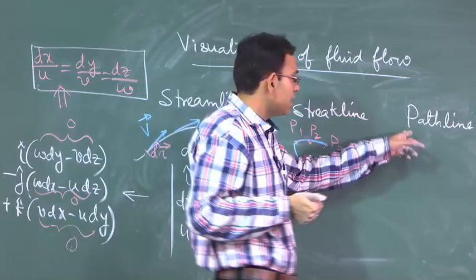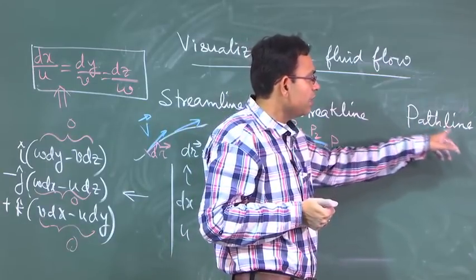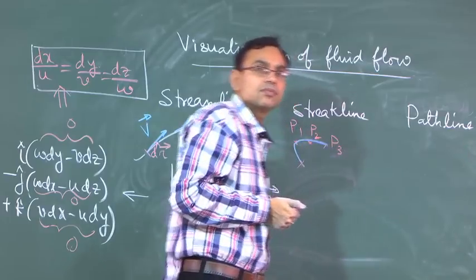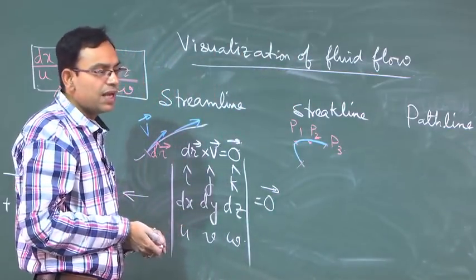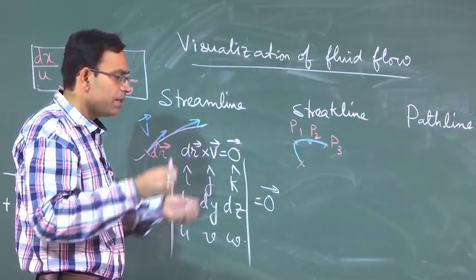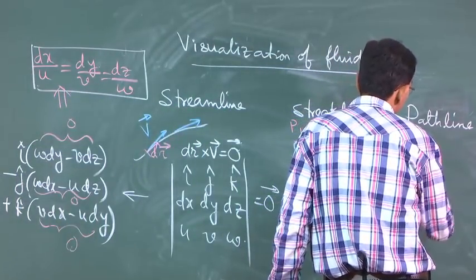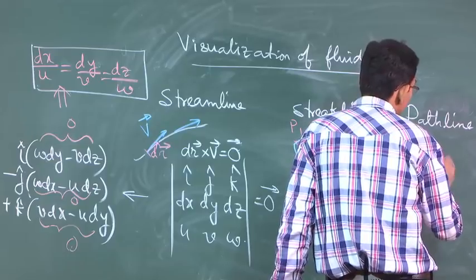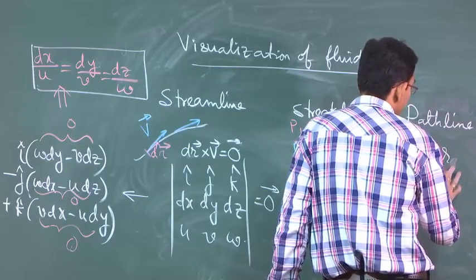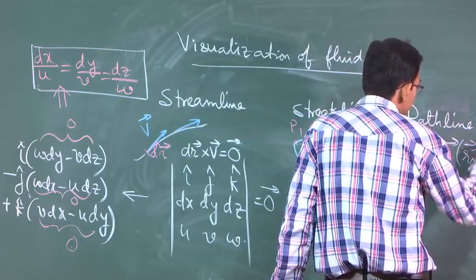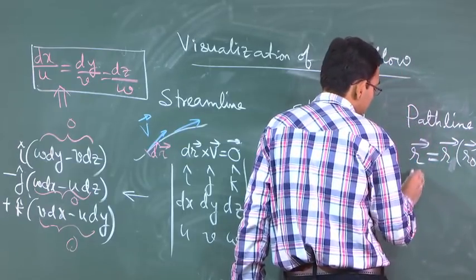So, we complete the definition by going into the third concept, that is path line. So, what is a path line? Path line is simply the Lagrangian description. Path line is the locus of a fluid particle as a function of initial position and time. So, this is simply the Lagrangian description.